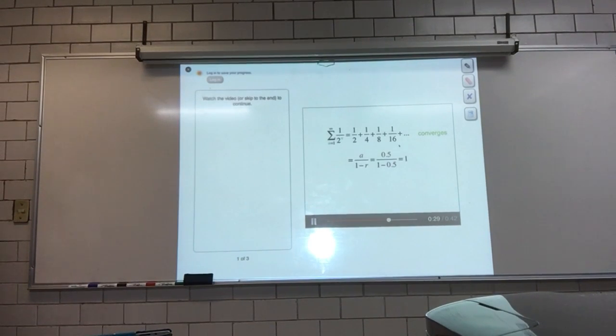Here's a question about this series, though. If you look at the individual terms in this series, what value do they approach? The terms are a half, a quarter, an eighth, a sixteenth, and so on. So what value are these individual terms approaching?